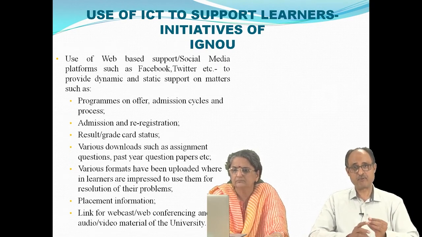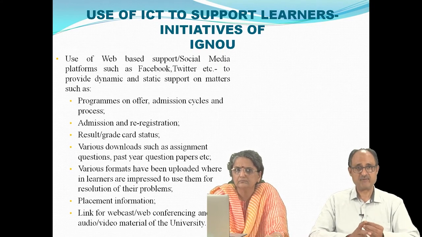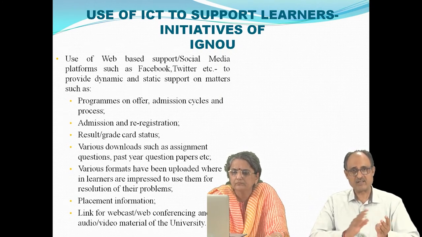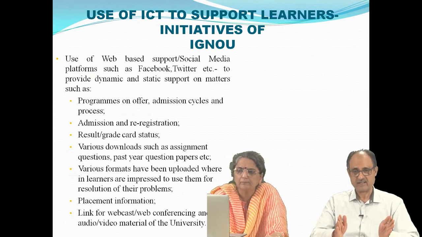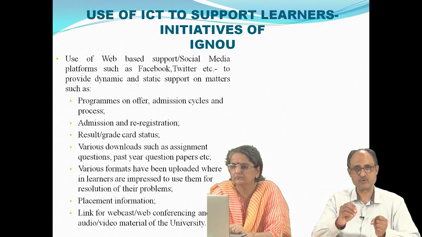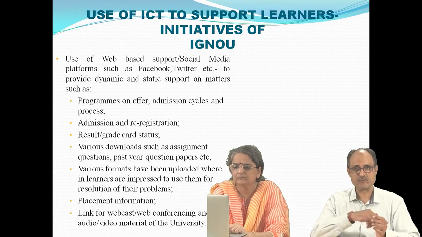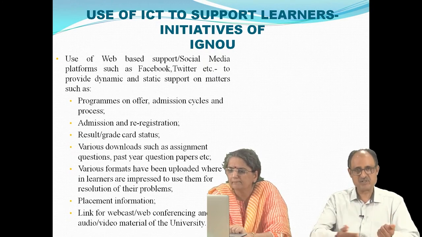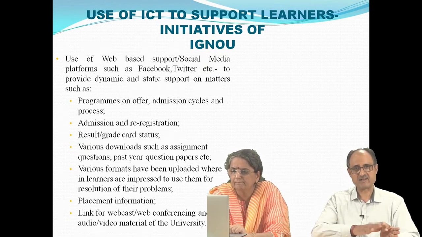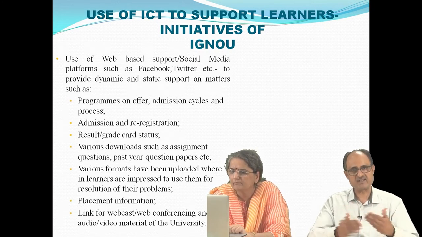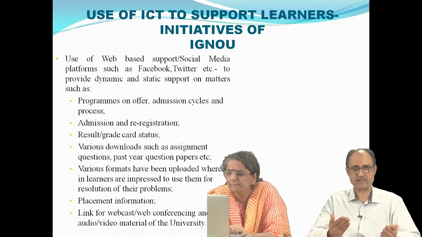Use of web-based support or social media platforms. Web-based, whether it is dynamic or static support, also assumes a very important role, regarding what the different programs are. Everybody wants to look into the website of the university, the Facebook page of the university, the Twitter handle of the university, what is being initiated, what new developments are taking place. So on a regular basis, some information is dynamic in nature, which keeps on changing and getting updated.